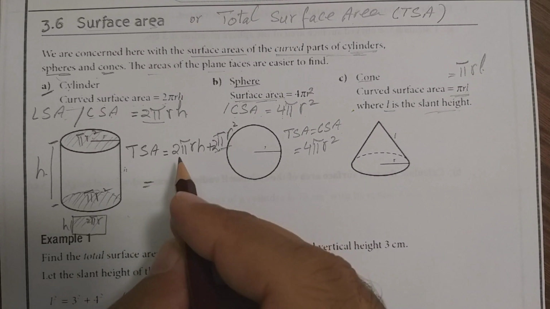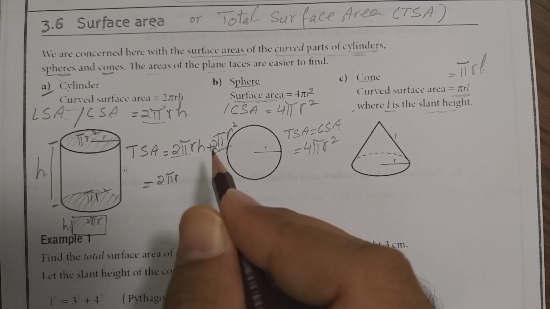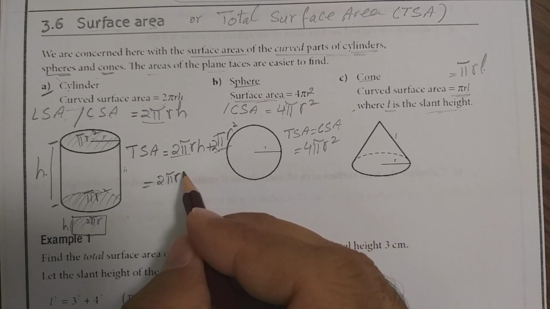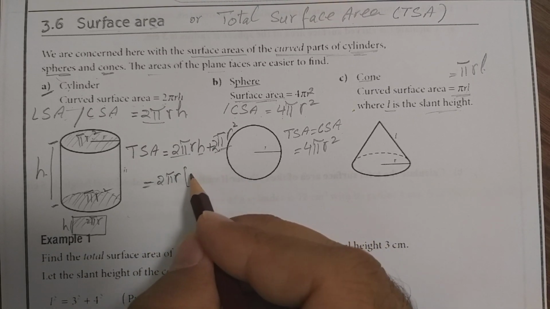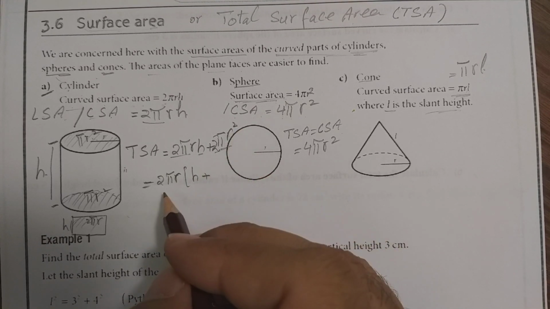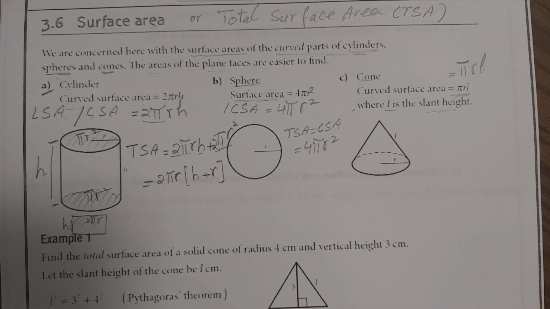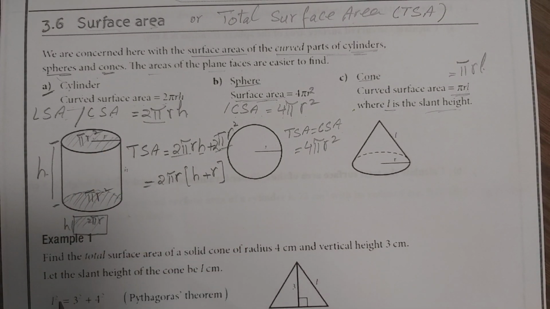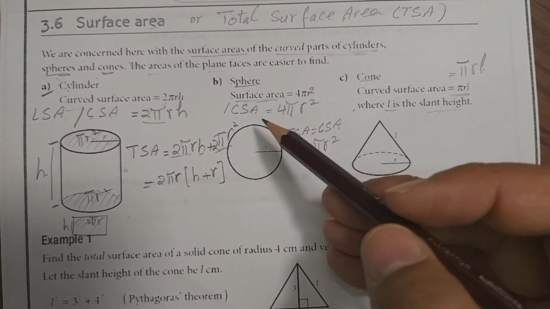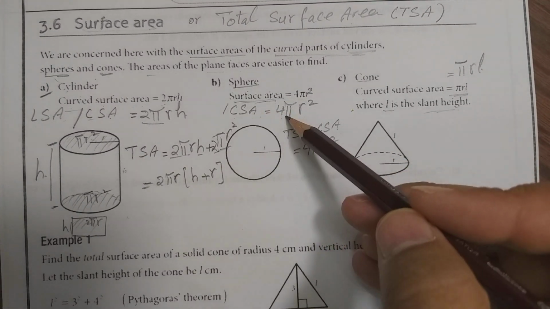So 2 pi r is common between them, take 2 pi r outside. What is left here is h plus, because there are two r square, one r outside, it becomes r. So either you can write in this form also, it is the total surface area of the cylinder.